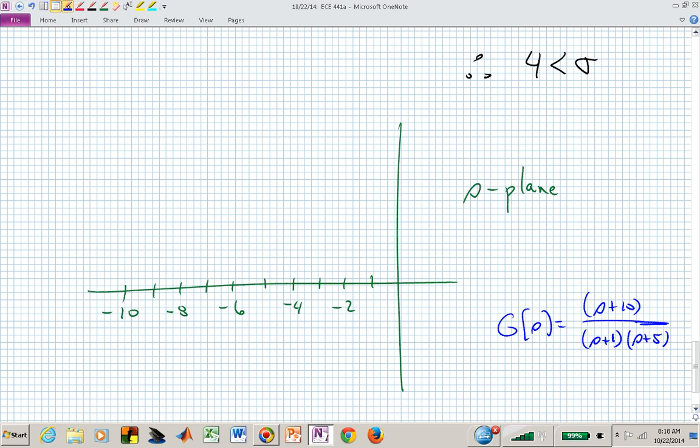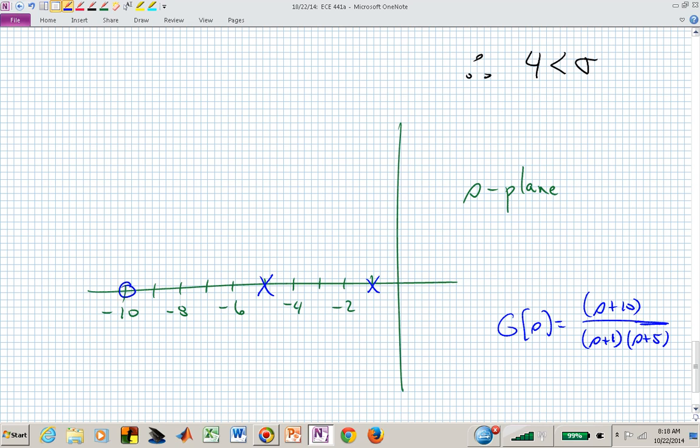Do I have any X's? The X's are poles, and I have 2 of those, and we just said where they were. -1 and -5. I now need to put an X at -1 and an X at -5. And I do have a circle. I do have a 0, and it's at -10. That's over here. And we'll figure out how that influences things as we go.